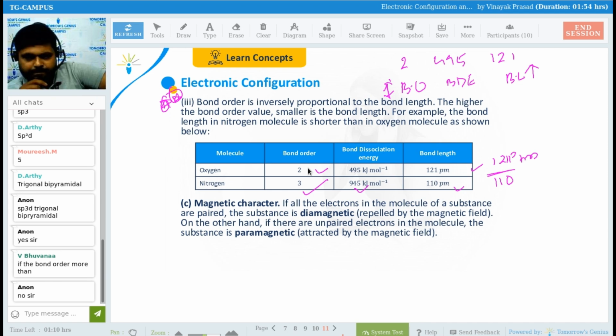Bond dissociation energy is more and bond length is lesser. See, actually what happened, half of what you told has been cut out, right? Okay, repeat once again. If bond order is more, bond dissociation energy is also more, but bond length is lesser. Yes, that's great. Good.